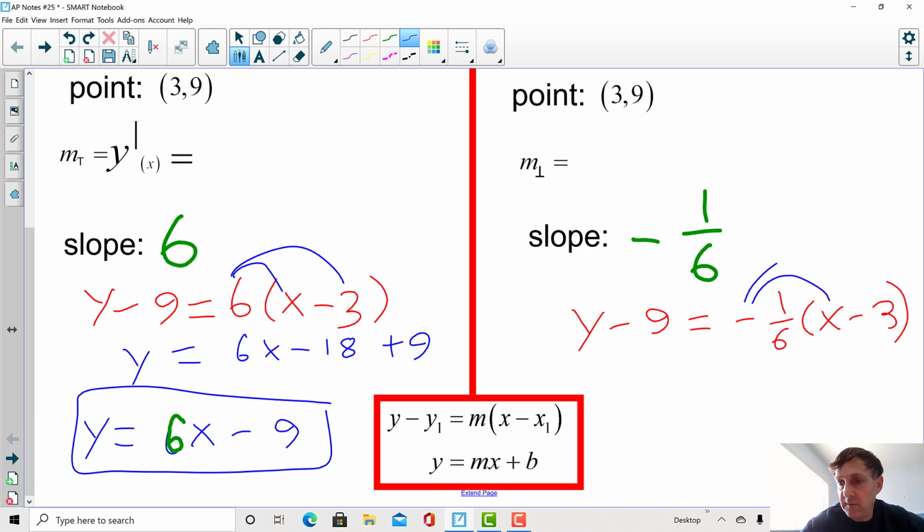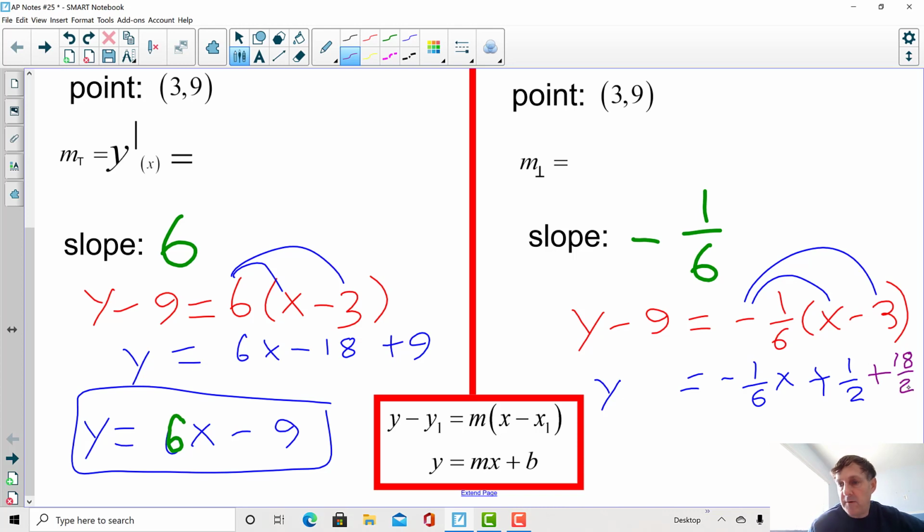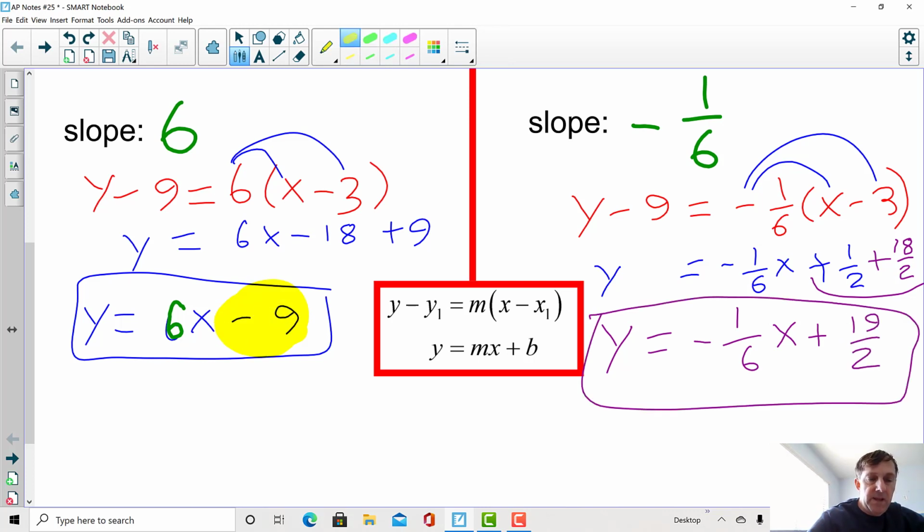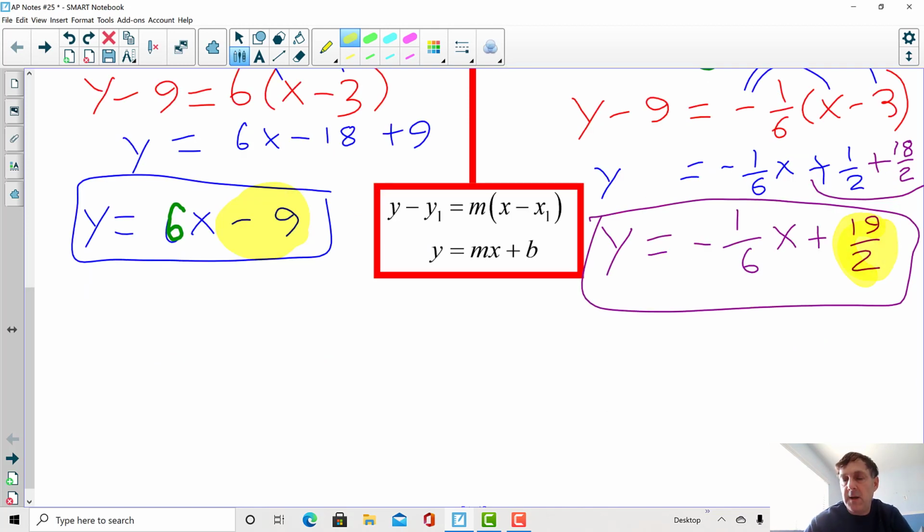So here we go. Distribute the negative 1/6. And add 9 to both sides. Now I'm going to write 9 as 18 halves so I can combine these two. Final answer. I want you to notice that this one had a y-intercept of negative 9, and this one over here has a y-intercept of 19 halves, which is about 9.5.